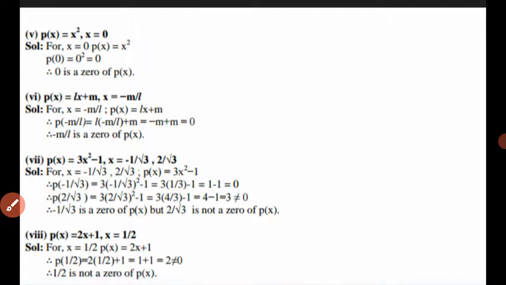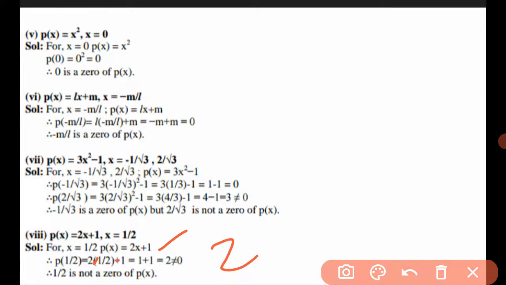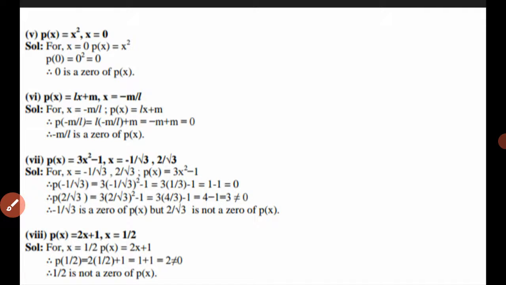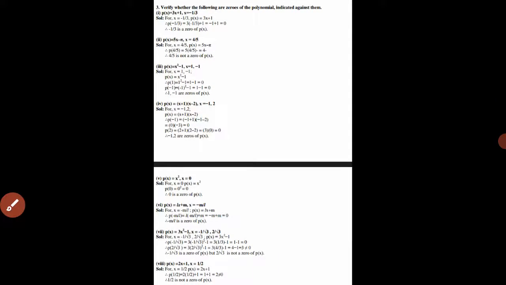Now after this, see its eighth part. In the eighth part we are given p(x) equals 2x plus 1, where x equals 1 upon 2. So p of 1 upon 2 equals 2 into 1 upon 2, 2 will be cancelled. So here it will be 1, 1 plus 1 equals 2, where 2 is not equal to 0. Therefore we can say that 1 upon 2 is not a zero of polynomial p(x). So in this way we can check whether the value of p(x) is 0 or not.